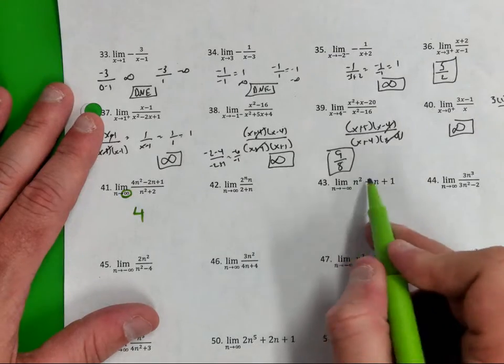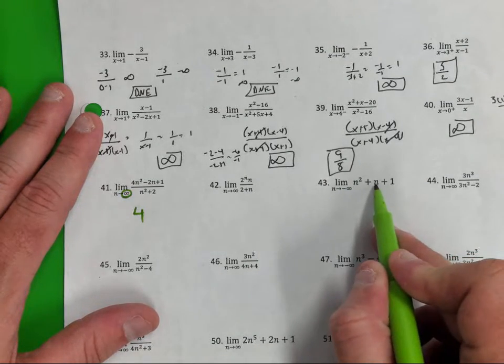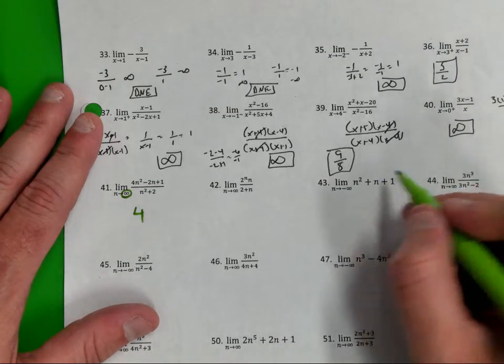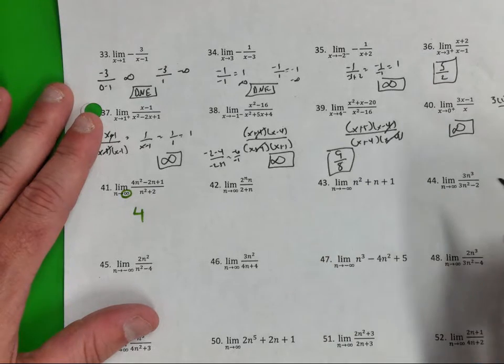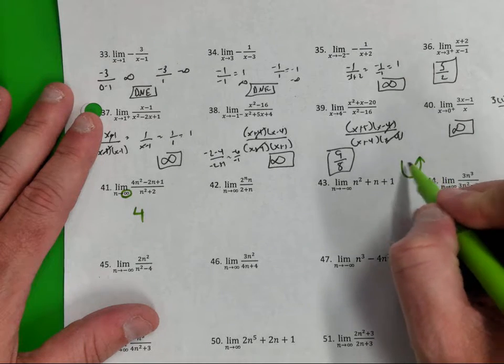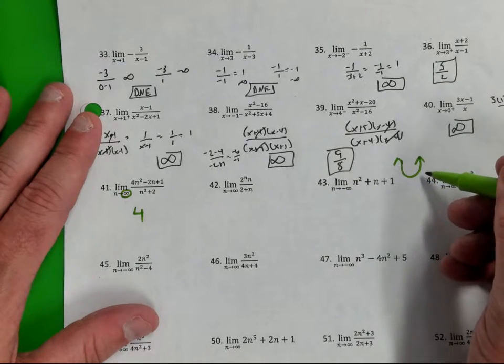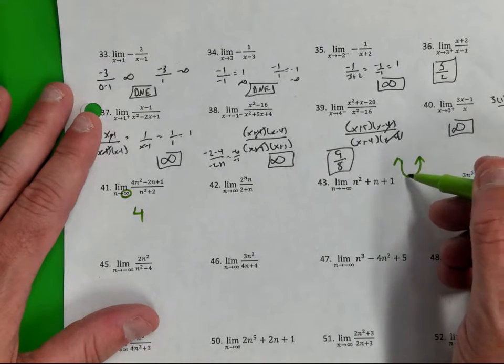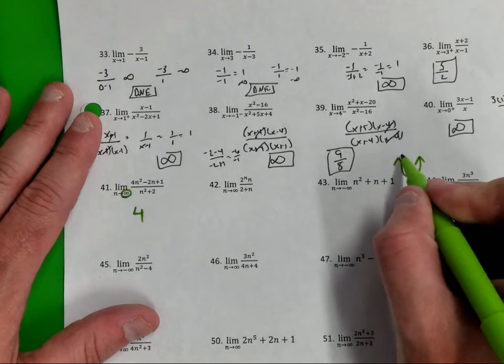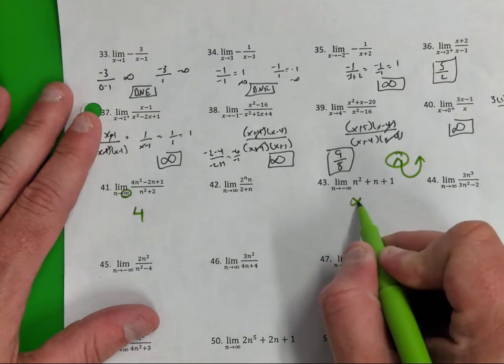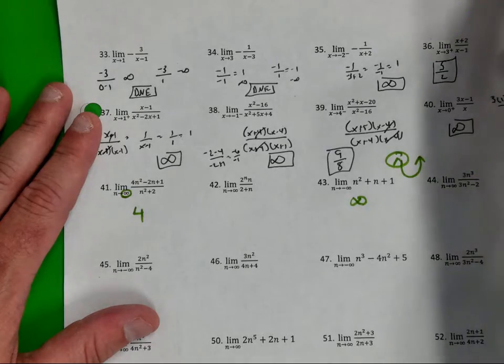Very good. Now 43, is this a rational or polynomial? So I need to sketch a graph. What type of function is this? Quadratic. Leading coefficient what? So it's going to be going upward. As I go to negative infinity, I'm going that way. What's happening to my y values? They're going where? Positive. Very good.